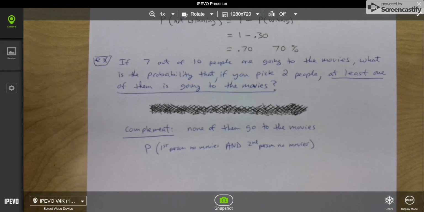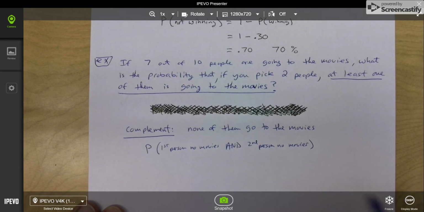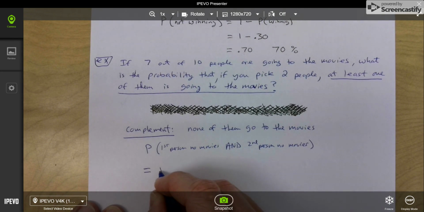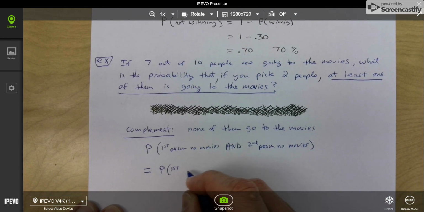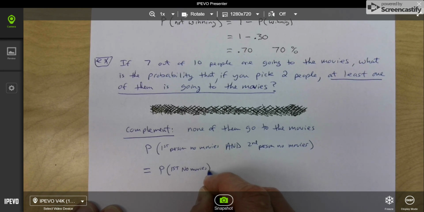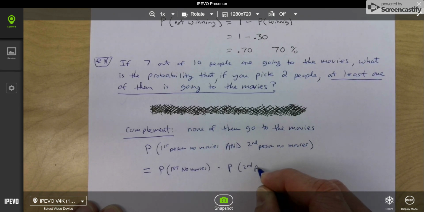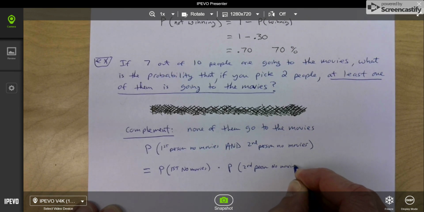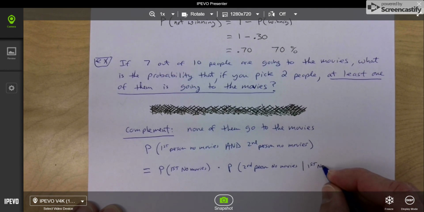So what we want to do is see if we can figure this probability out. Remember, with ands, we're going to actually multiply. So we're going to pick the probability of the first person and no movies. So first is no movies, times the second person, no movies. And we have to do given that the first person was no movies.